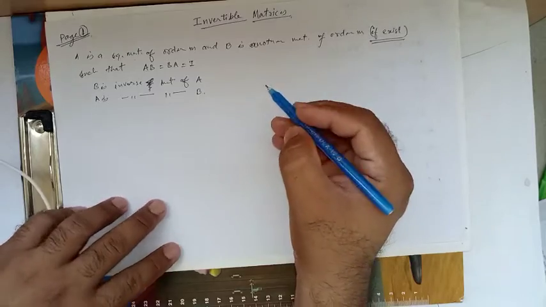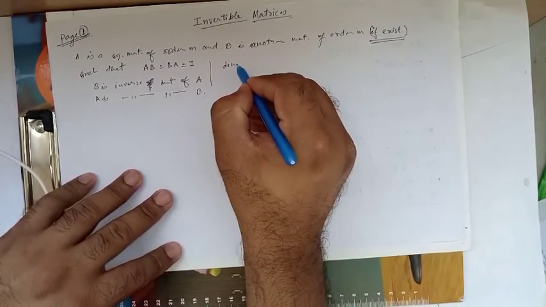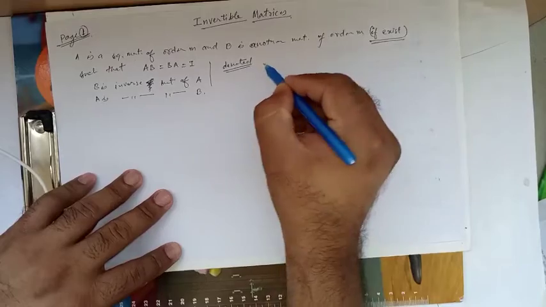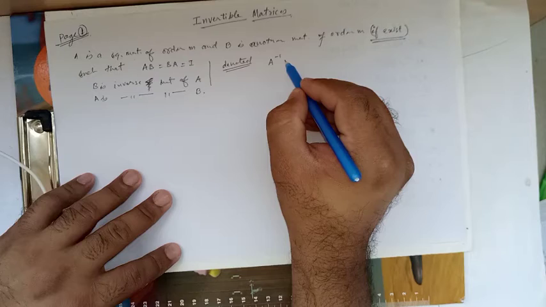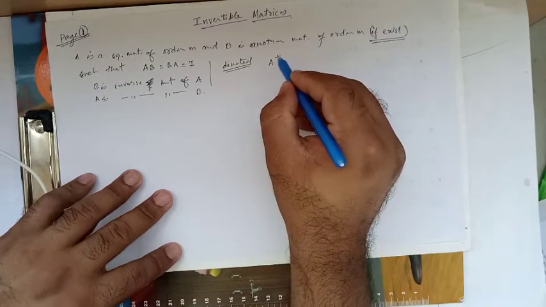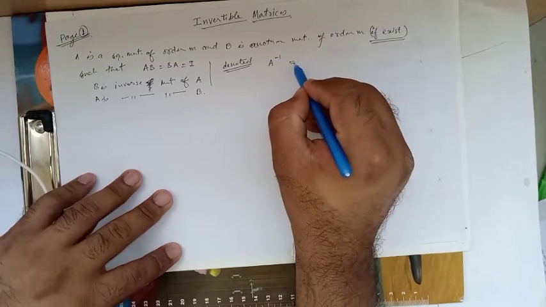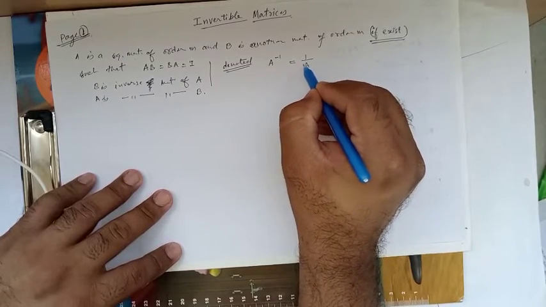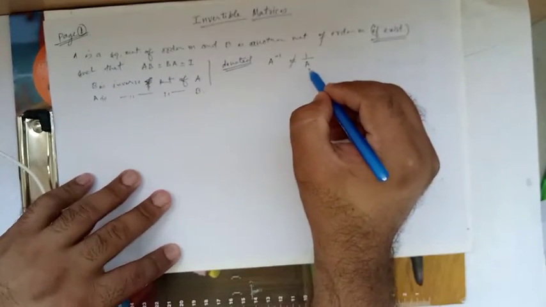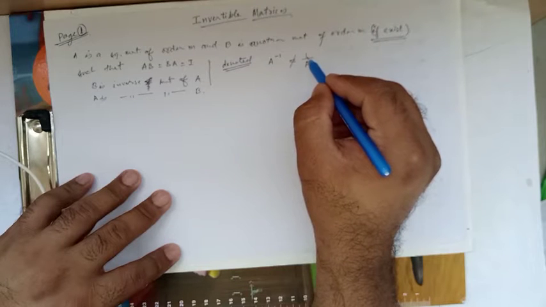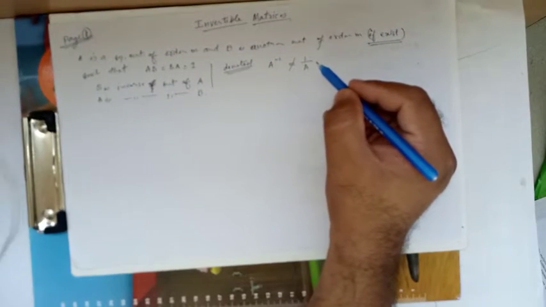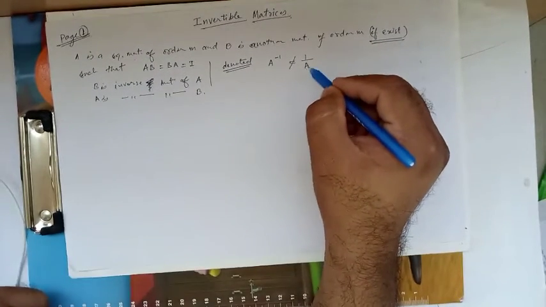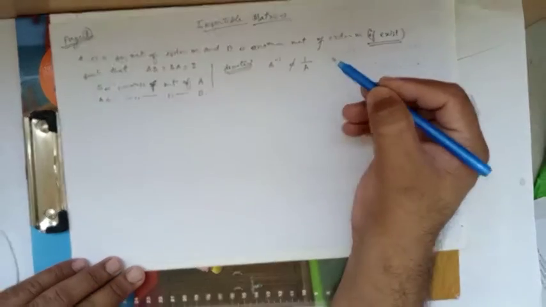Further, I'll move on. It is denoted by A inverse. The inverse of a matrix is denoted by this symbol only, but that does not mean this is equal to 1 by matrix A. The reciprocal of a matrix is not defined, therefore we are finding the inverse of that, but not 1 divided by this matrix. Reciprocal is not defined.